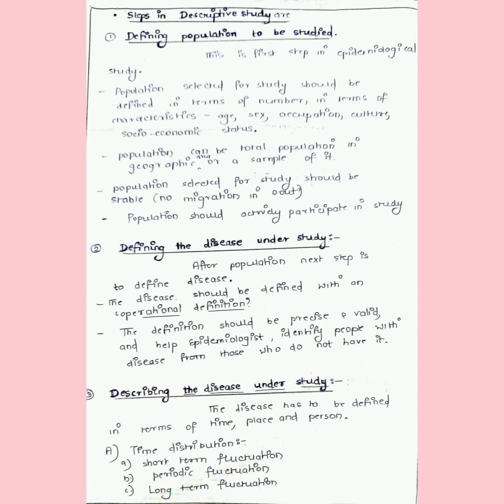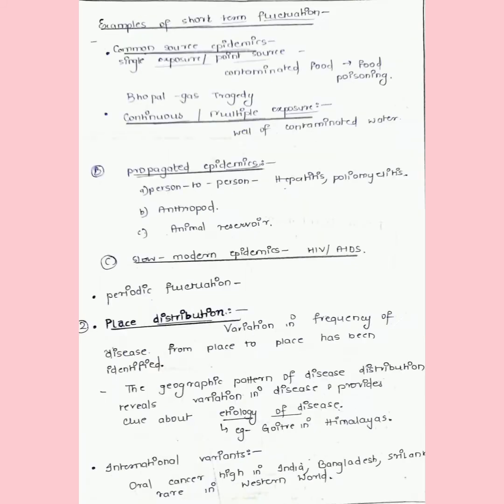The next is describing the disease under study. Now, like I said, the disease could be associated with time, place, and person. Like in the cholera outbreak, it was realized that it was the hand pump, so it was taken care of. Similarly, the disease has to be defined in terms of time, place, and person, and the time distribution can be short-term fluctuation, periodic, and long-term fluctuation. Next, place. Disease is described in terms of place. So there is variation in the frequency of disease from place to place.